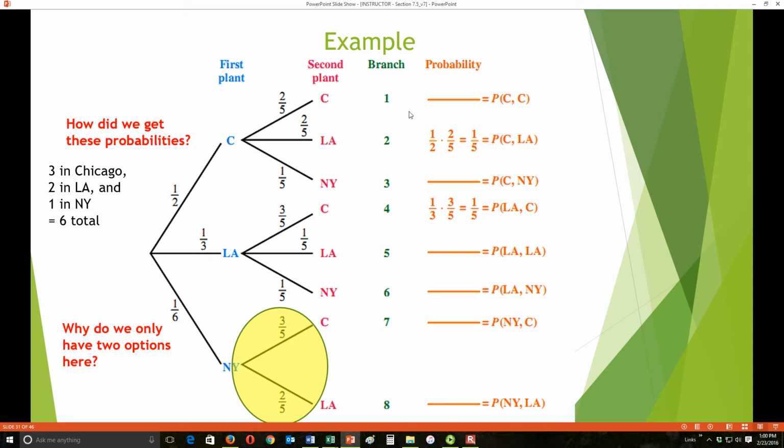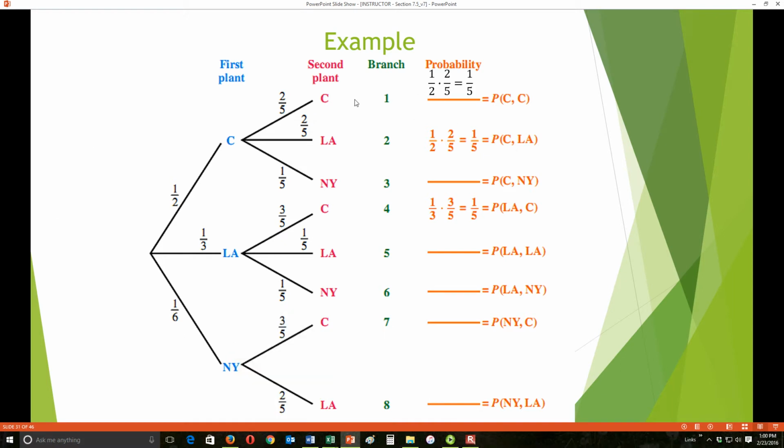Again, we have our branches. We can calculate our probabilities, just multiplying down the branch. 1/2 times 2/5 is 1/5. 1/2 times 1/5 is 1/10. And we can choose all these probabilities. Notice our probabilities are written in the order of the city. Chicago, Chicago, Chicago, LA, Chicago, New York, LA, Chicago, LA, LA, and etc.